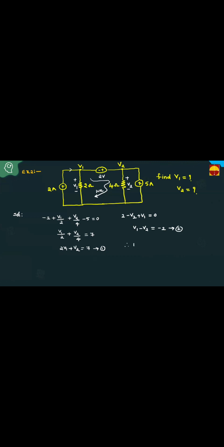Then by solving 1 and 2. Now, can anybody answer this? Come on, students, wait. 2V1 plus V2 equal to 7. V1 minus V2 equal to minus 2. Come on, do it. What is the V1 you got? What is the V2 you got?